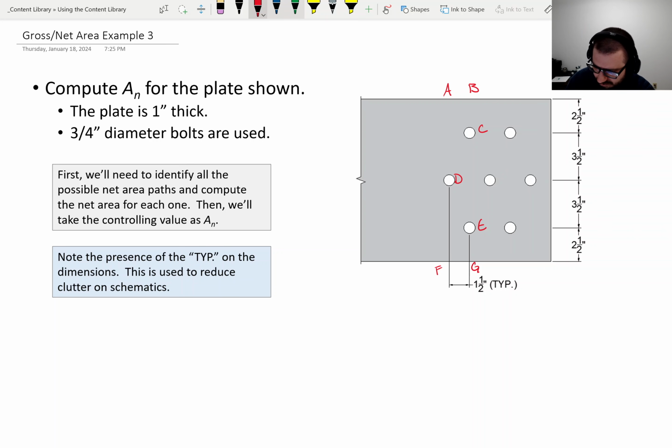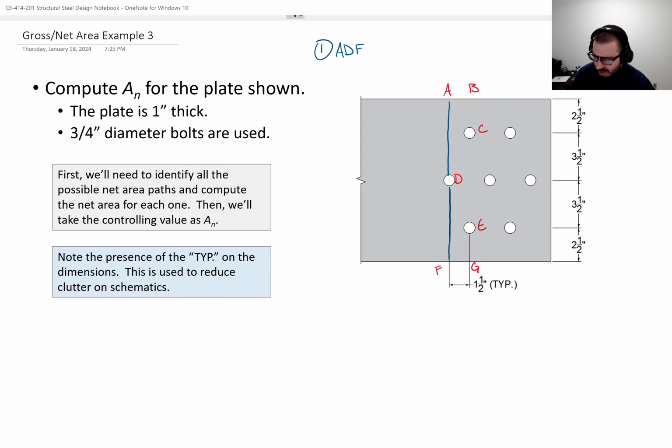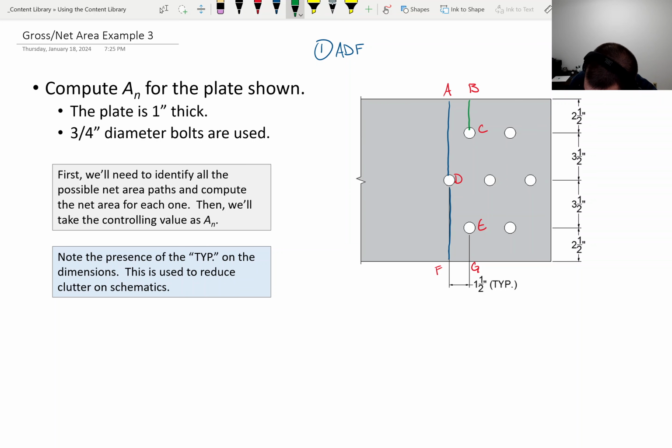Okay, so let's see if we can draw some of these out. The first one I'm going to assume is going to be a path is this one right here. We'll call that path 1, ADF. What about path 2? Let's make that green. Path 2, I'll call B, C, D, F. I'll just sort of draw it like that. So path 2 is B, C, D, F.